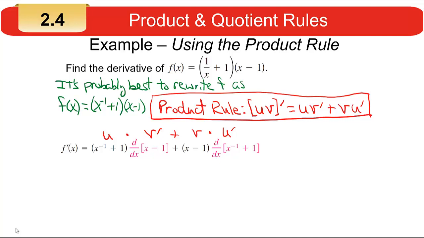You've got to take the derivative of v. v is just x minus 1, so that derivative is 1. And you've got to take the derivative of u, and you've got x to the minus 1. So by the power rule, that'd be minus x to the minus 2. And of course, the derivative of 1 is just 0.